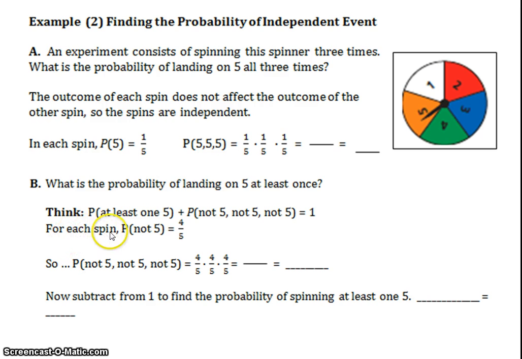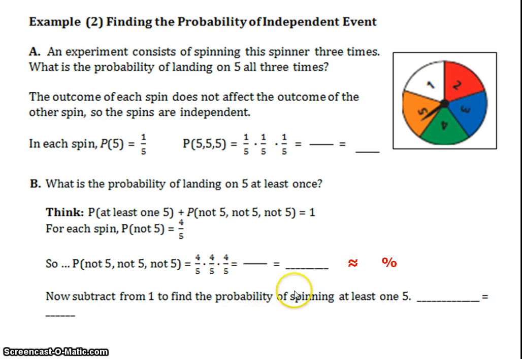So, for each spin, the probability of not being 5 is 4 out of 5. There are 4 chances out of 5 that it will not come up as 5. So, the probability of not 5, not 5, not 5 would be calculated by taking 4/5 and multiplying it by 4/5 times 4/5. Please write that product here as a fraction and then calculate that as a percent over here.